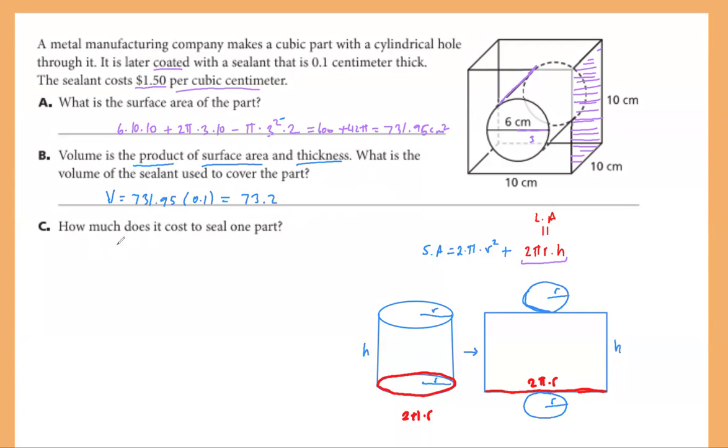That's the volume. And the last part: how much does it cost to seal one part? So this is the volume of one part. And then we are told sealing costs $1.5 per cubic centimeter. So this is actually centimeters cubed. Okay. And for the last part, we could say the cost is equal to the volume times the 1.5, because this is the total volume, and each cubic centimeter costs this much. So I will say 1.5 times 73.2 is going to be approximately 109.8.